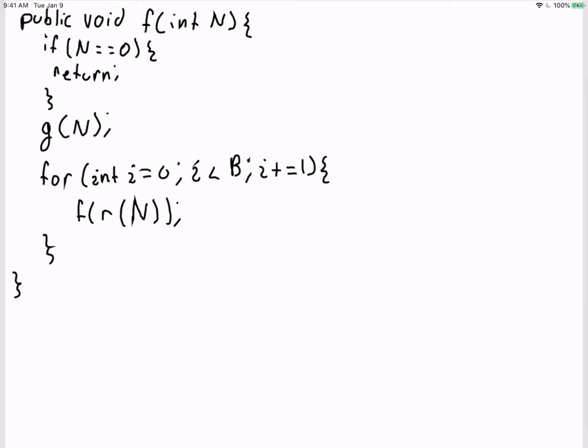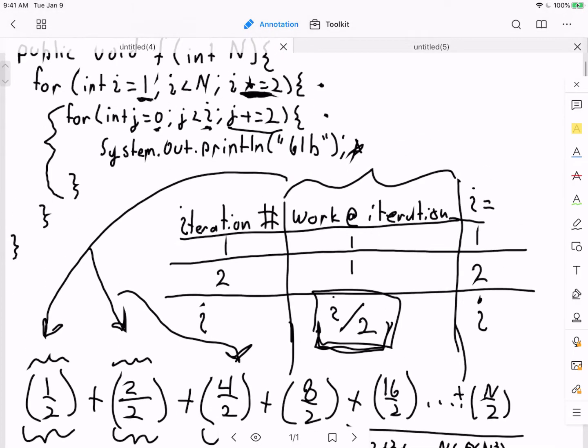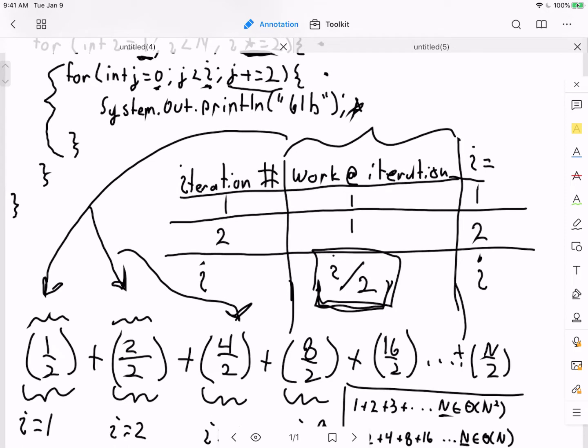Hey everybody, so today we're going to be doing a video on how to do asymptotic runtimes of recursive functions. In the last video we did iteration, and our strategy there was we made a chart of iteration number versus work at iteration, and then we summed up the work at iteration over all the different iterations.